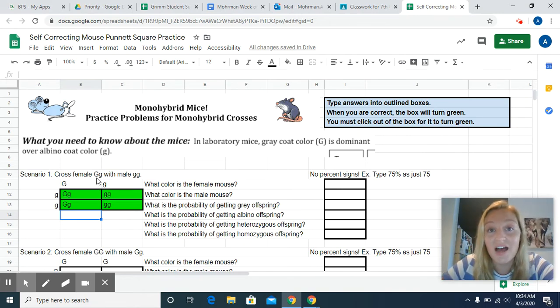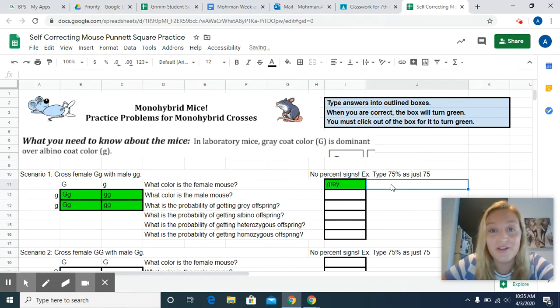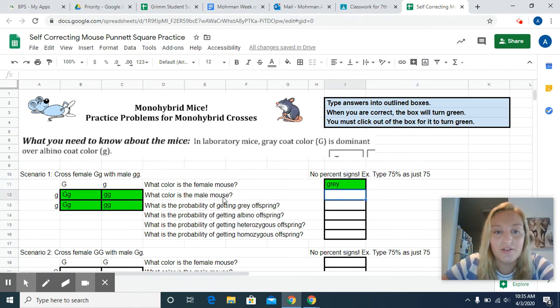So remember, our dominant traits, whenever we have one of them, they're going to beat out that recessive trait. They're the strong trait. They're going to mask the recessive trait. So our heterozygous female is going to have the big G expressed, which we know means she has a gray coat color. So our female is going to be gray. And then you click out, and we see that's green. That means it's correct. So let's look at our male mouse.